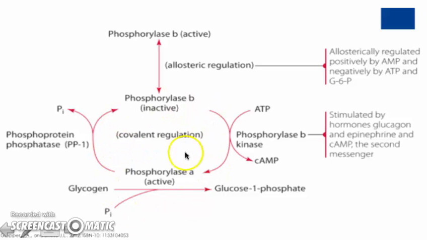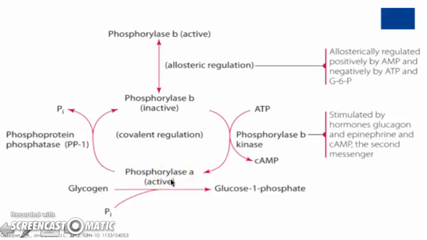First, in this portion of the diagram, you will see the two forms of phosphorylase. We have first the inactive phosphorylase B form and the active phosphorylase A form. The difference between these two forms is that the phosphorylase B, which is inactive, is not bound to a phosphate group, and the phosphorylase A is bound to a phosphate group.